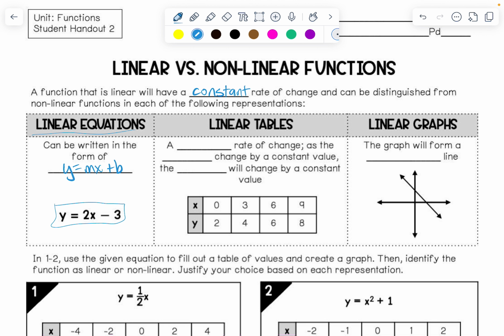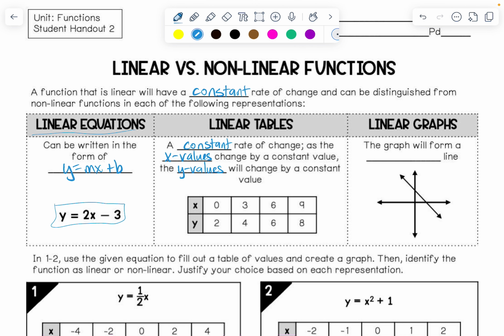You get to learn all about the m and the b next unit. So get excited. Okay, linear tables. It's a constant rate of change. That means that the x's are going up about the same value every time, and the y values are going about the same value every time. It can be going up or down. Okay, a constant rate of change: as the x values change by a constant value, the y values also change by a constant value.